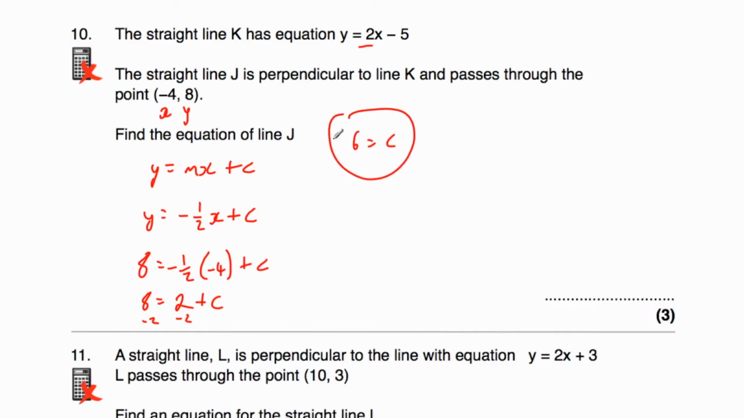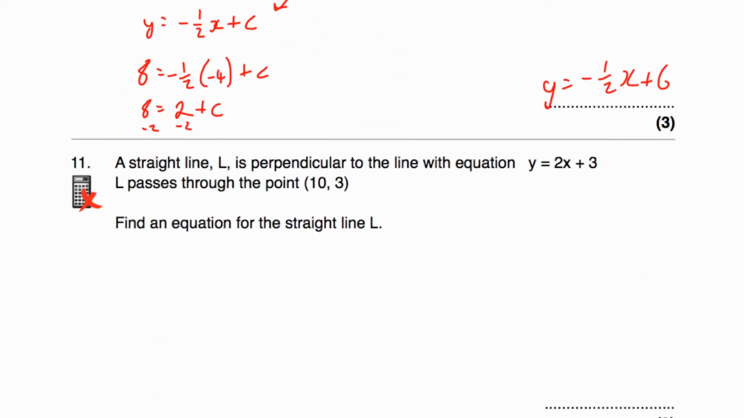Now we just need to substitute that into our y equals minus a half x plus c, so that would give us y equals minus a half x plus 6. And that's it. So the equation of the line J is y equals minus a half x plus 6. So to this question, what we did was we found the gradient of the perpendicular line by finding the negative reciprocal of the gradient of the line we were given. So we found the negative reciprocal of 2, which was minus a half. We then wrote minus a half x plus c, and then we substituted in the values for x and y of the coordinate we were given. That gave us our c, and then that gave us our equation.